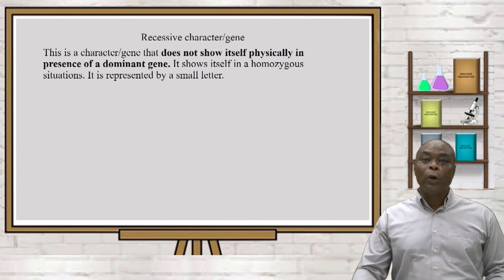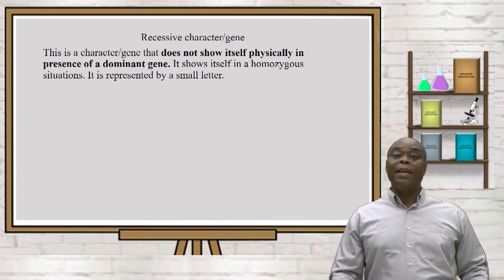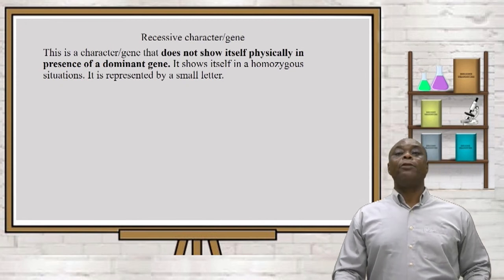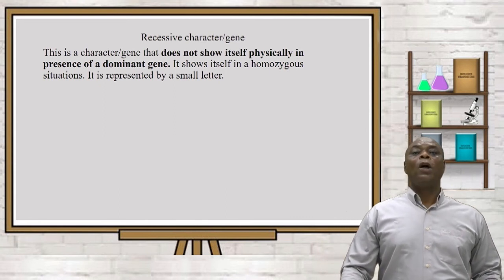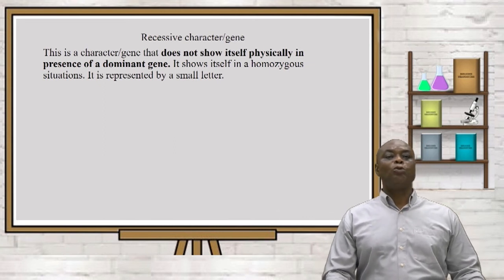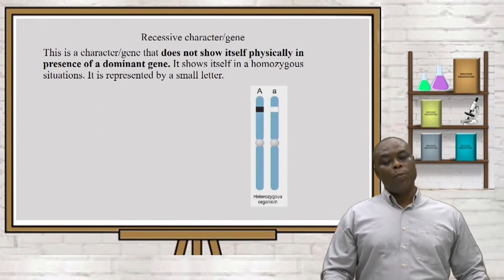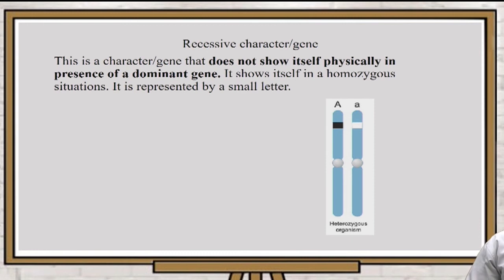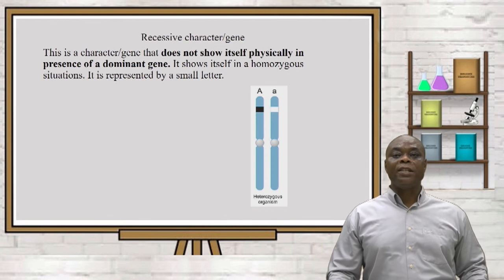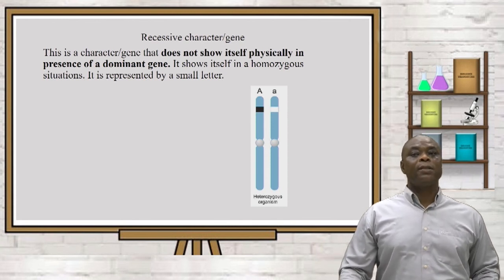These characters only show themselves when they are homozygous. That is, when they become double in a person, then it will show itself. It is represented by a small letter. Now again, let's come to our blue chromosomes. On them again, we have the black strip and the white strip, where the black represents tallness and the white represents shortness. In this case, the tallness shows, but the shortness will not show. Hence, the shortness, which is the white, is recessive, though it is present.